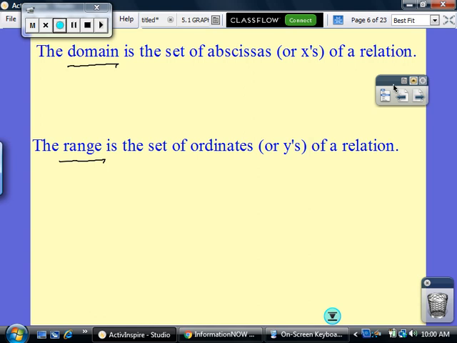Alright, a domain is a set also. If I have a relation, and I have a table, a mapping, a graph, a set, whatever I have, and I pull all the X's from all those different ordered pairs out, then I have the domain. The domain is the set of the abscissas or the X's of a relation.